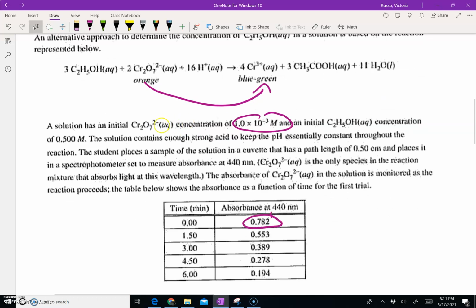So one way you can do this is take this equation, and then solve for the constant, which is A, and then redo the equation. Because for the initial, you have the molarity, you have the path length, and you have the absorbance of the initial. So you can solve for the absorptivity constant. The other way is to do a proportion.